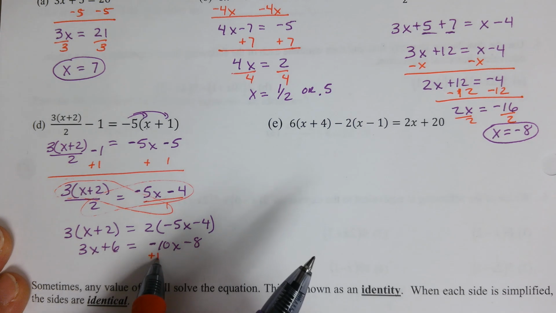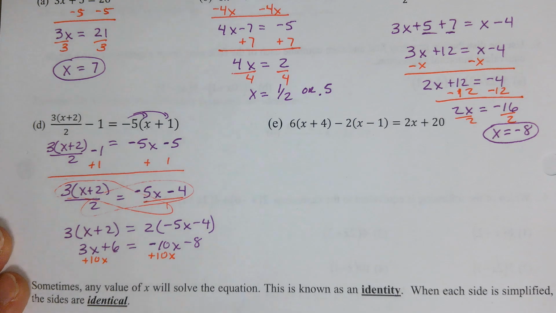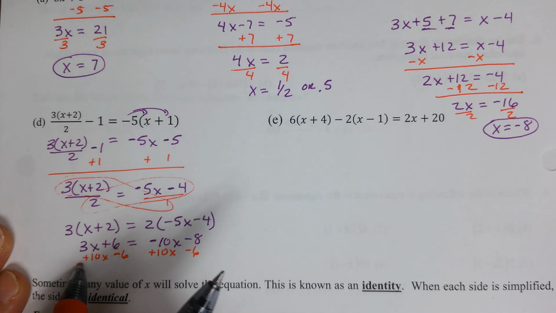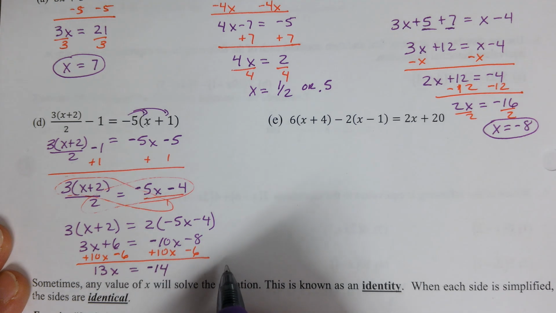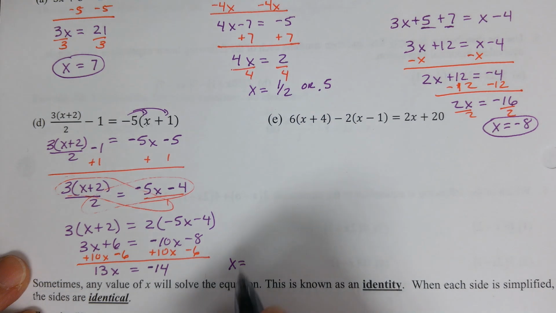Getting the x terms together, I'll add 10x to both sides. In the same step, because I'm running out of room here, paper space, I'll bring the 6 over here by subtracting 6. So this is 13x is equal to -14. Divide by 13 and x equals -14/13.